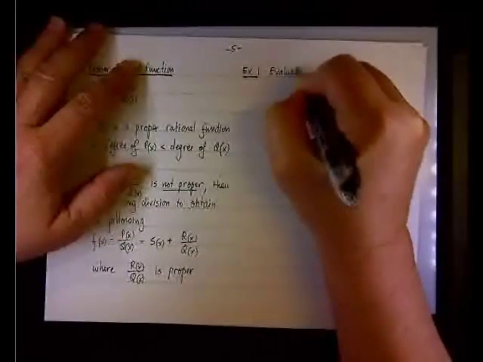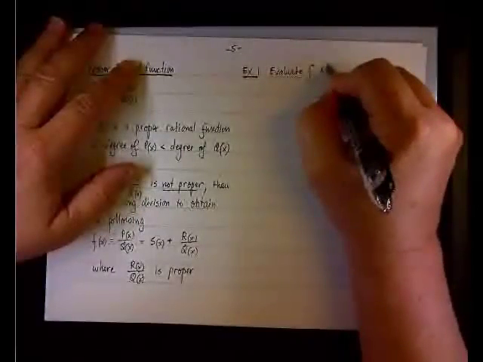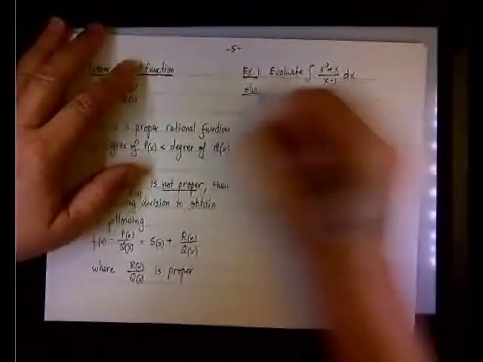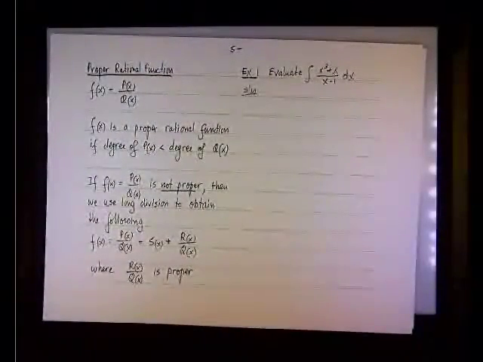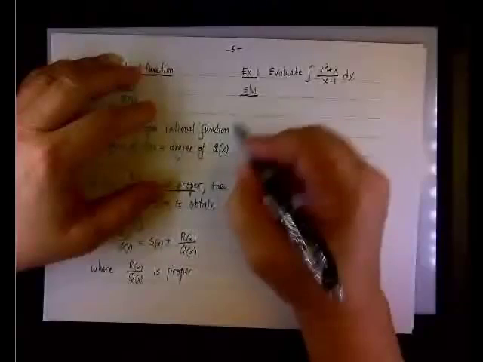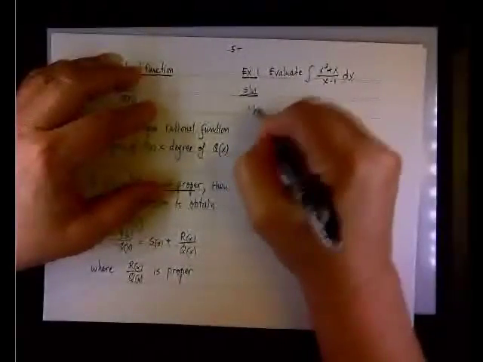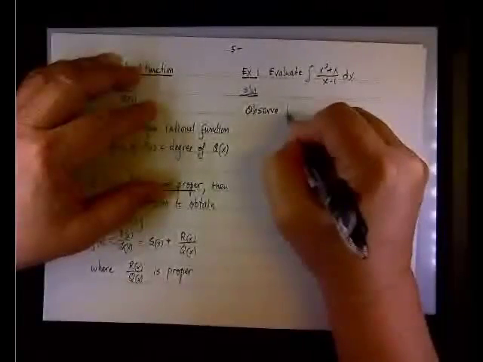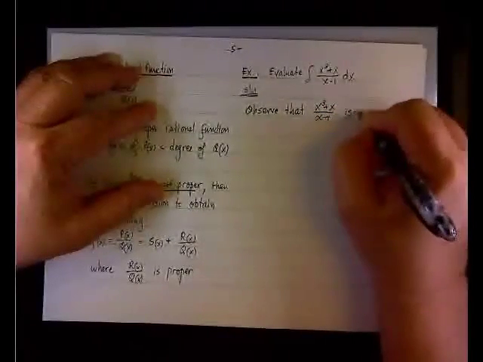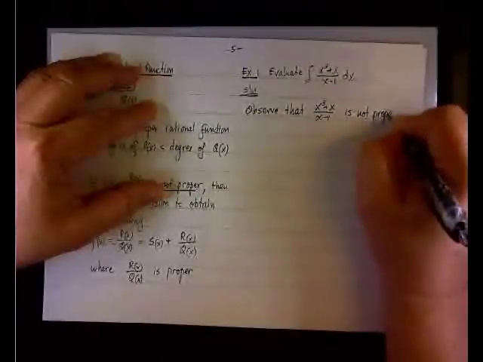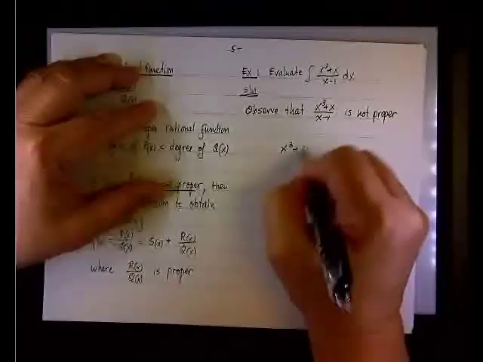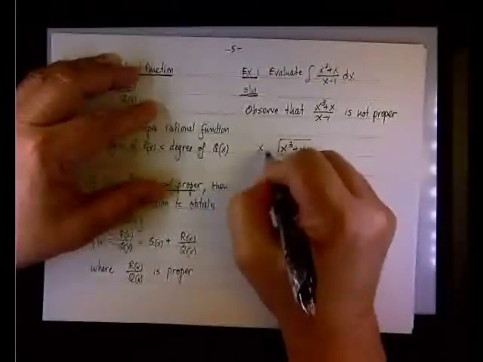So we need to evaluate the integral of x cubed plus x over x minus 1 dx, like so. And the first thing we observe is that the degree of the numerator is greater than the degree of the denominator. So this particular function is not proper. So observe that x cubed plus x over x minus 1 is not proper. So here, the art of long division. We're going to divide x cubed plus x by x minus 1.